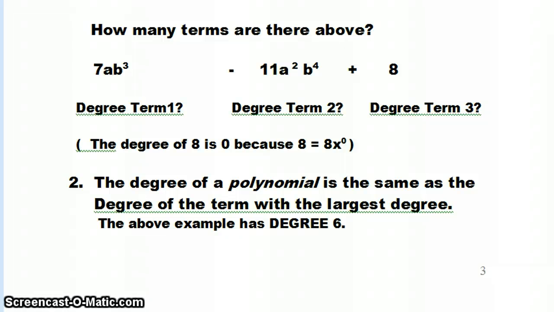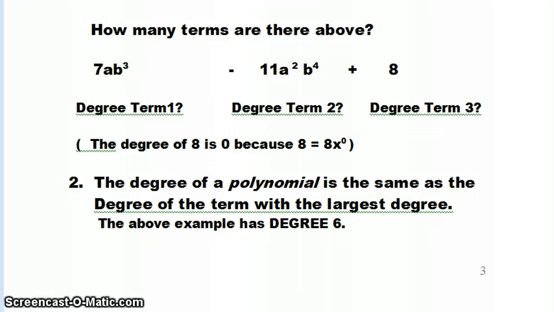What is the degree of the first term? The degree of the first term is equal to 4 because the exponent of the a is 1, the exponent of the b is 3, and 1 plus 3 is equal to 4. On the second term, the degree is 6 because the exponent of the a is 2, the exponent of the b is 4, and 2 plus 4 is equal to 6.